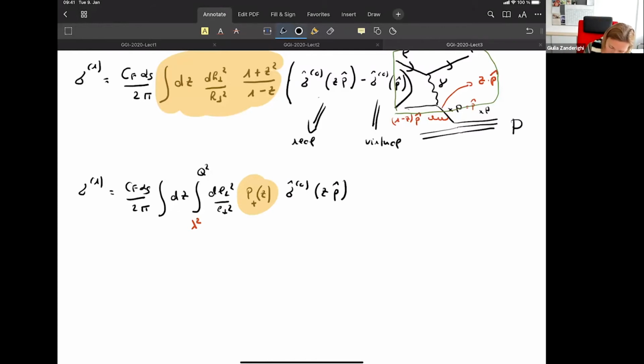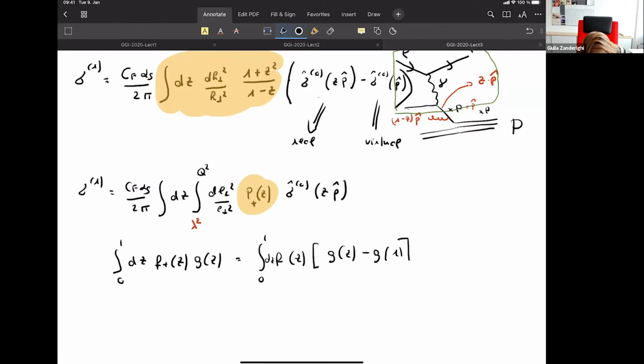So the plus prescription is defined in this form: an integral in dz, a function with plus prescription times any other function g is equal to the integral from 0 to 1 in dz of f of z times g of z minus g of 1. So what this means is that when I put the plus, it implicitly has this subtraction of the virtual correction. So far I have done nothing. I put a cutoff and use this plus prescription to save on writing. So the collinear divergences are really still there.